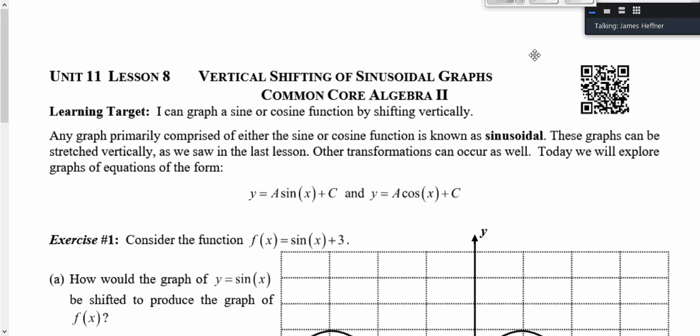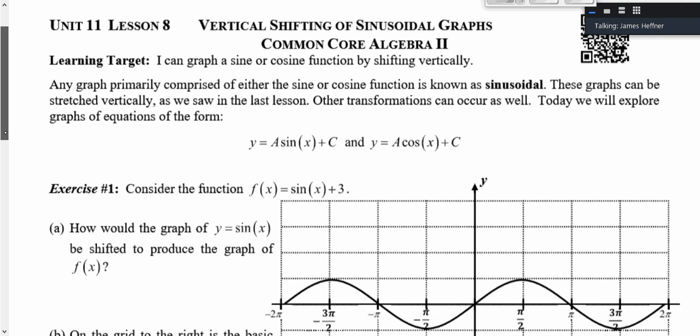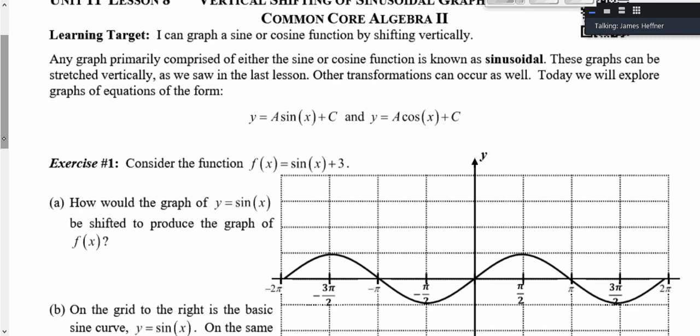So for the vertical shifting, we're going to just be adding some number outside of the function, right? We already know what the basic graphs of sine and cosine are, and now we're just going to add c to the outside of the function. And that's going to shift it up and down. You already know that, right?